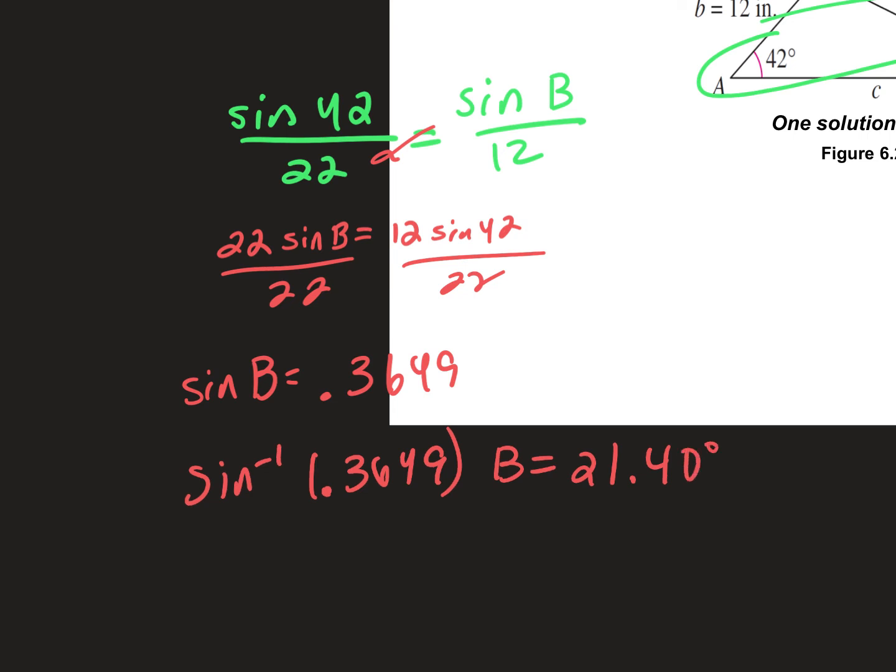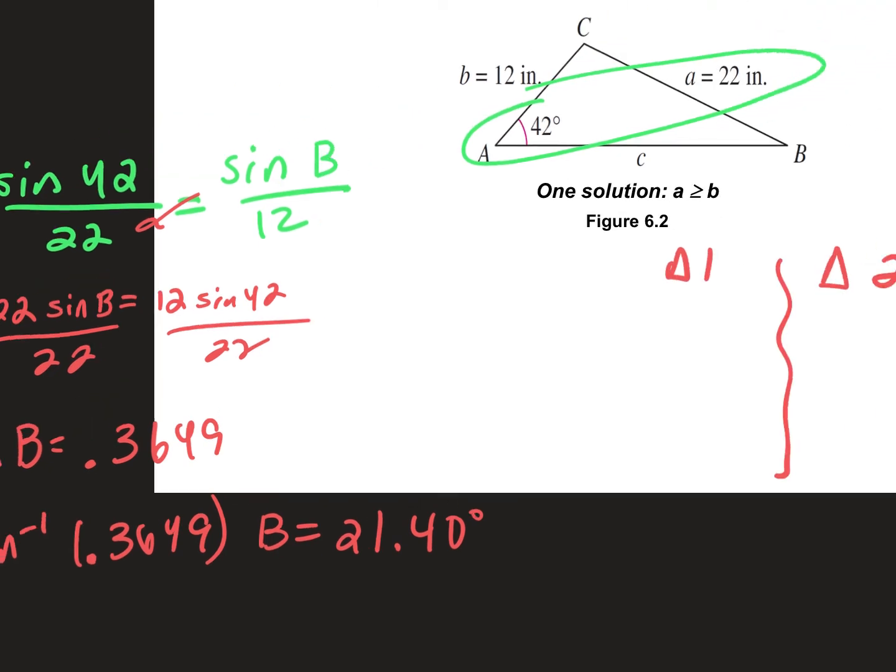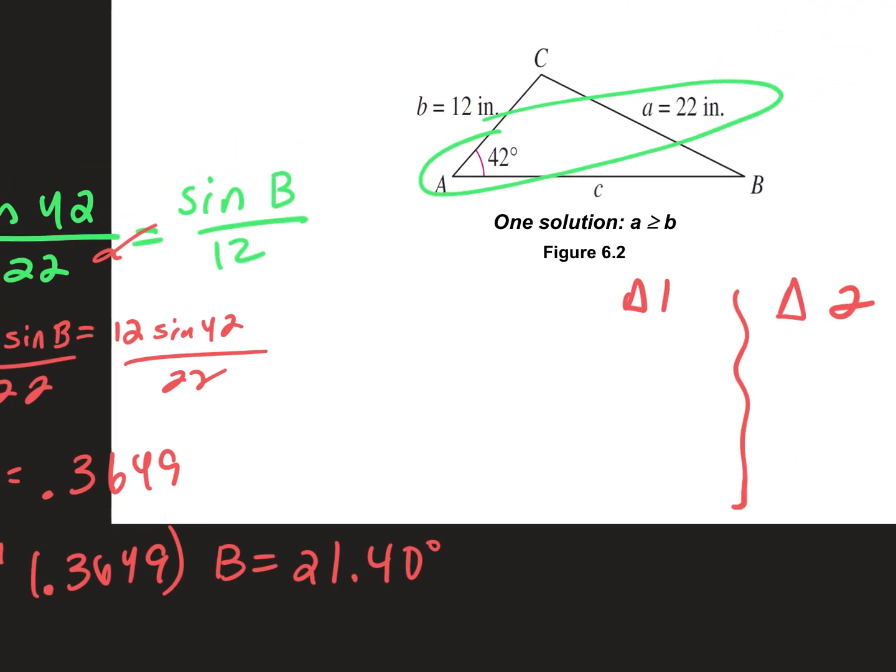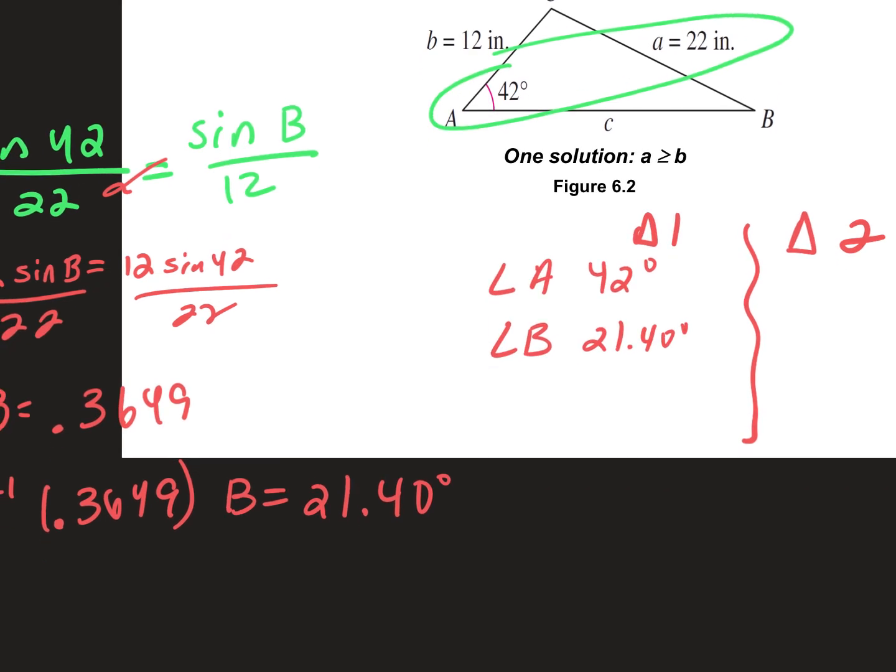21.40 degrees. Does that make more sense? Yes. Okay. So what we're going to write down now is we found that angle A, we already knew, was 42 degrees. They told us that. We just found that angle B was 21.40 degrees. So, guys, now if you're trying to find angle C, how would you find angle C?